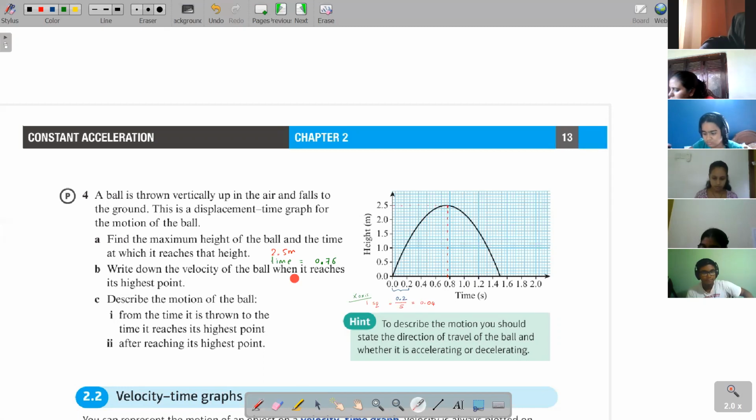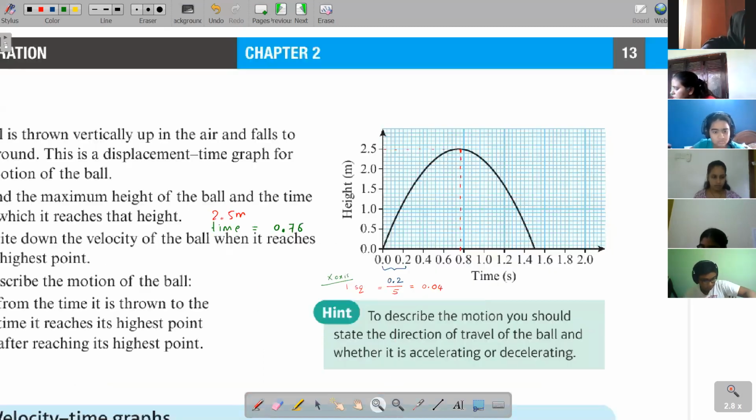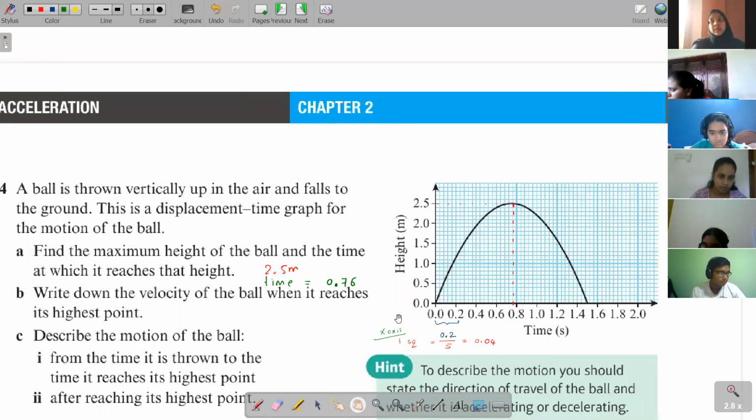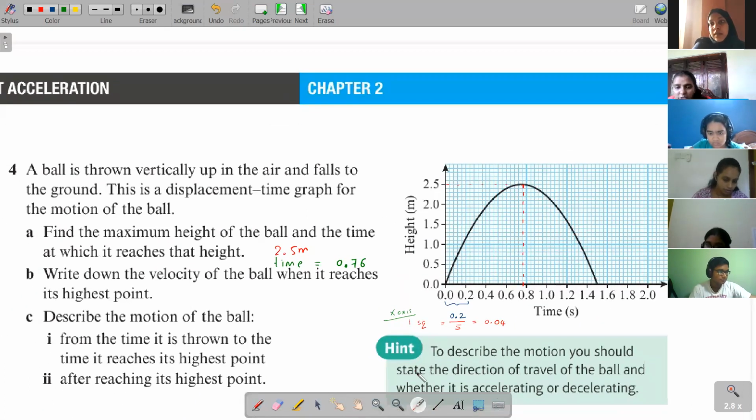Write down the velocity of the ball when it reaches its highest point. This is a very intriguing question, and I'm curious to know your answer. What is your answer for the velocity at the highest point?